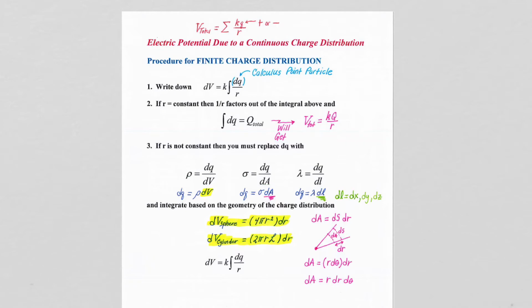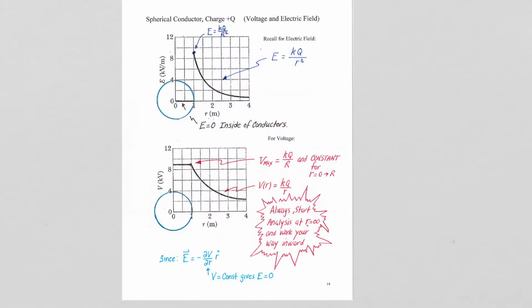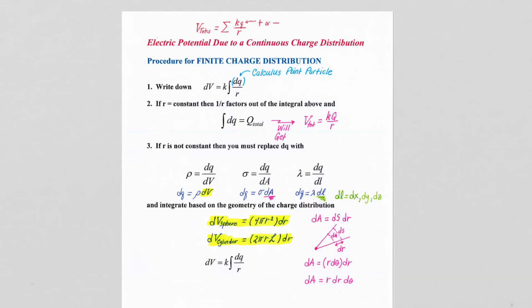Now, on our last page of notes, we saw the V versus R graph, right? So here we had the voltage versus R for the sphere. We got that really from our point particle calculation, KQ on R. But we're going to see how to do this in general for any finite charge distribution, not just the point particle or the sphere. So let's go back.